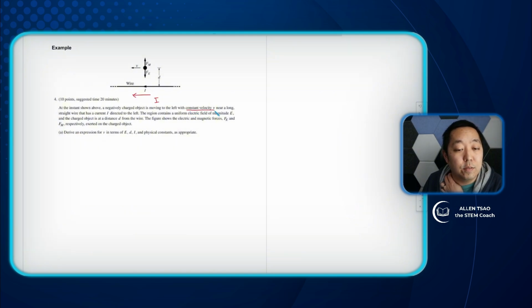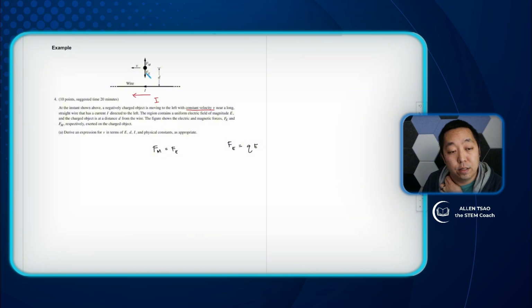It's going constant velocity. So what they're telling you here in this free body diagram is that the magnetic force is equal to the electrostatic force here. Derive an expression for the velocity in terms of E, d, and I. So first, the electric force is just Q times the electric field. Now, the Q is a negatively charged object. So it's Q times the electric field there.